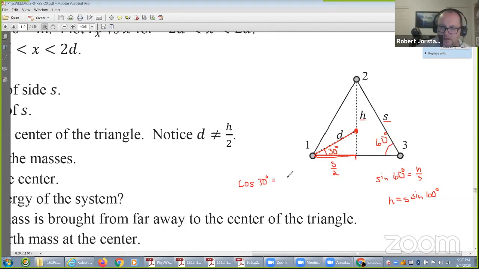So if I know that, I could use, it looks like cosine of 30 is going to be what? S over 2 divided by D. And now notice that if we solve this for S, you got to do a little bit of math and flip it around. Are there other ways to do that? You bet.